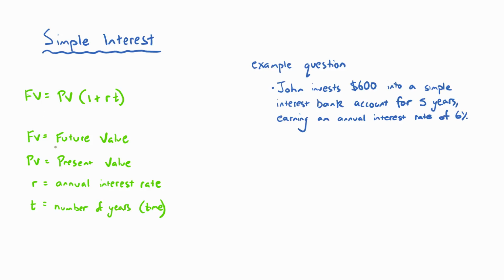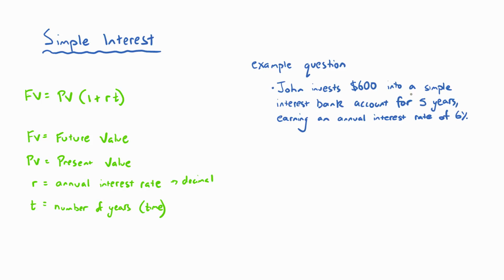So the future value is equal to the present value, which is just the amount invested, multiplied by the brackets of 1 plus the annual interest rate, and this is as a decimal, multiplied by the number of years t. Now let's work that through with an example question.